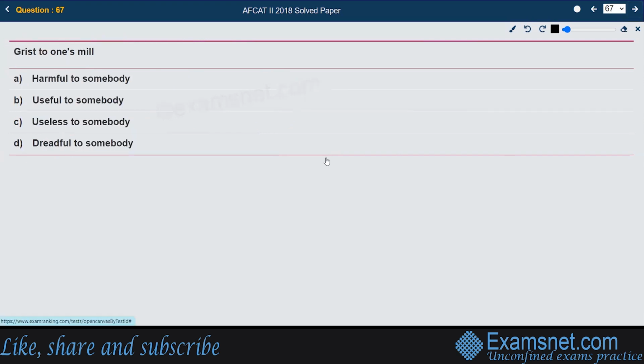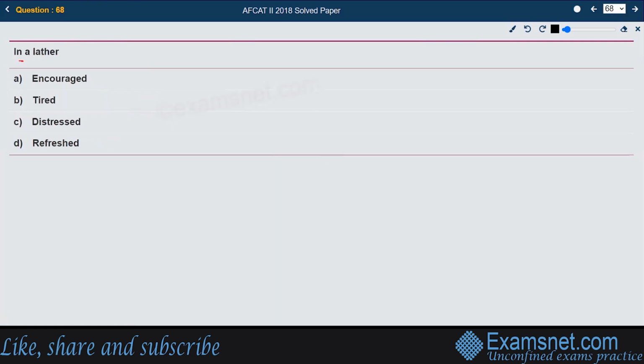Okay. Next is grist to one's mill. The answer is grist to one's mill is being useful to somebody. Okay, if some human being is useful for another human being, we will say he is grist to one's mill. Or if some person is very useful for his employer, the employer will say that this person is grist to my mill. Okay, so this is how it means. Grist to one's mill means useful to somebody.